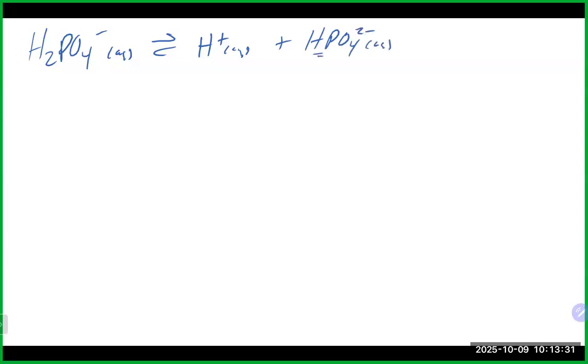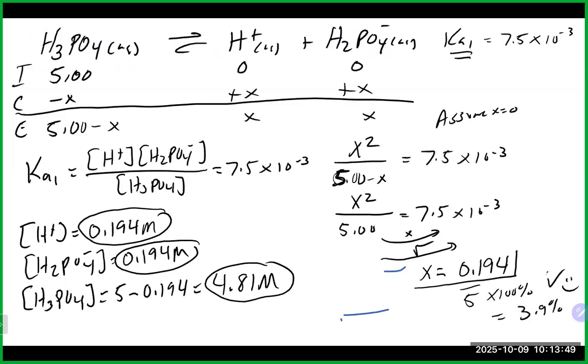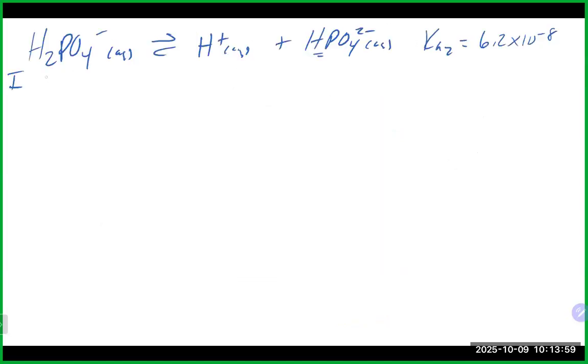And again, we're looking for this one in this case. This would be our Ka2 value because it's the second hydrogen that came off, which was 6.2 times 10 to the minus 8. Now, initially here, we already have some of these floating around. If we look at our previous slide, we have this one, which is X, still in the solution, and that means that it is 0.194.